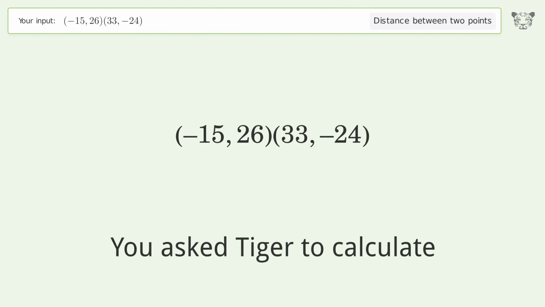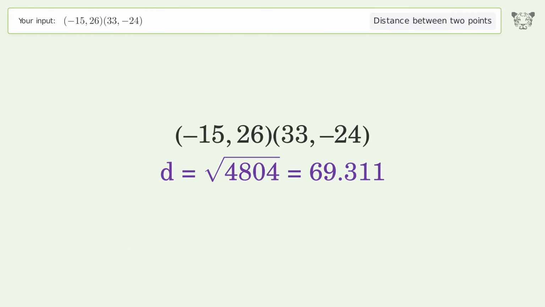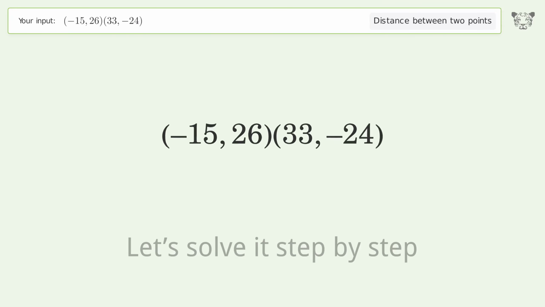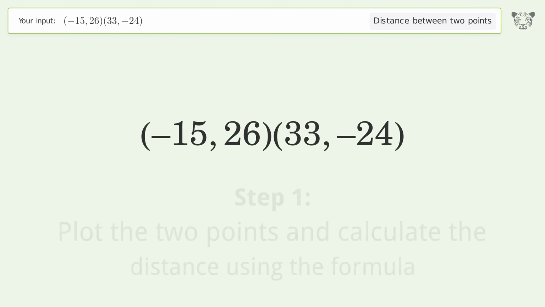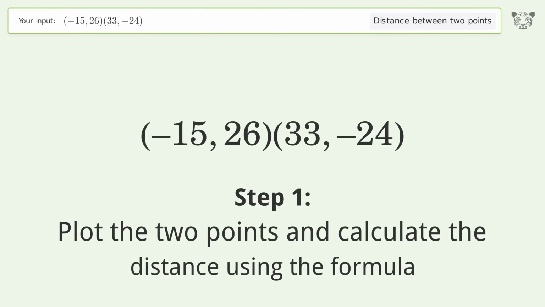You ask Tiger to calculate. This deals with the distance between 2 points. The distance between the 2 points is the square root of 4,804, or 69.311. Let's solve it step by step. Plot the 2 points and calculate the distance using the formula.